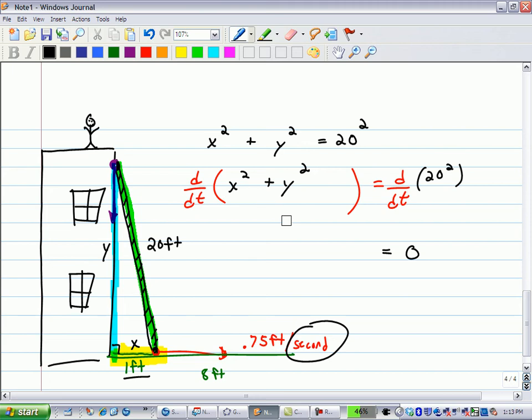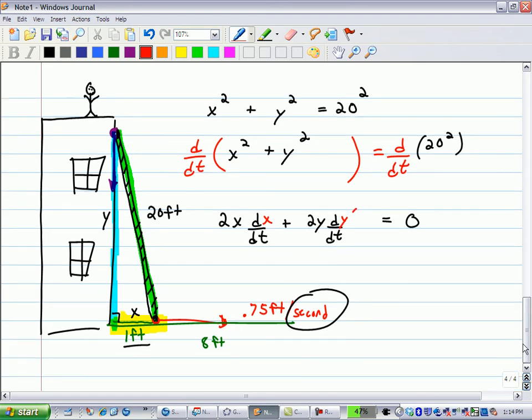What's the derivative of x squared with respect to time? 2x. Oops, 2x times x prime. I'll write it as 2x dx/dt. What about y squared? 2y y prime, 2y dy/dt. That's y prime. Okay, so now you've got your model. It relates x and y and their rates.